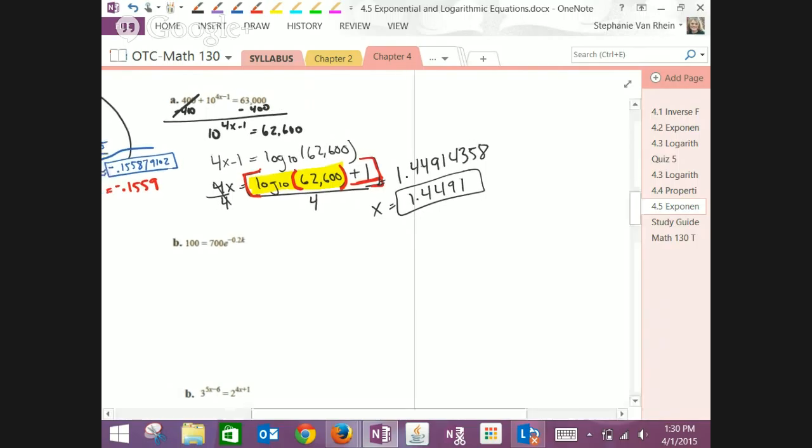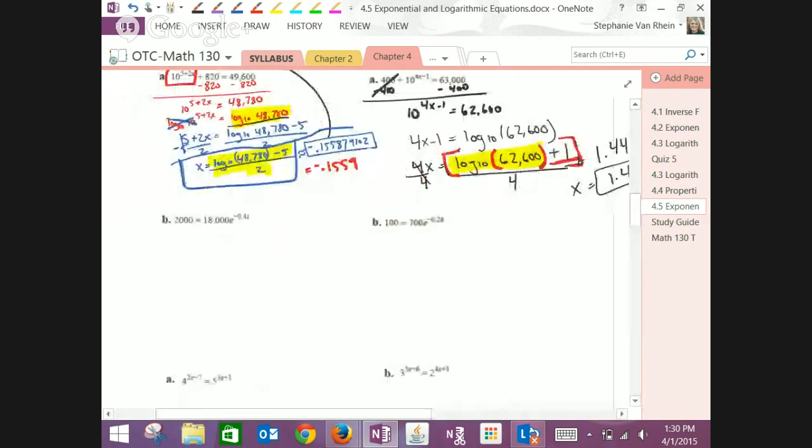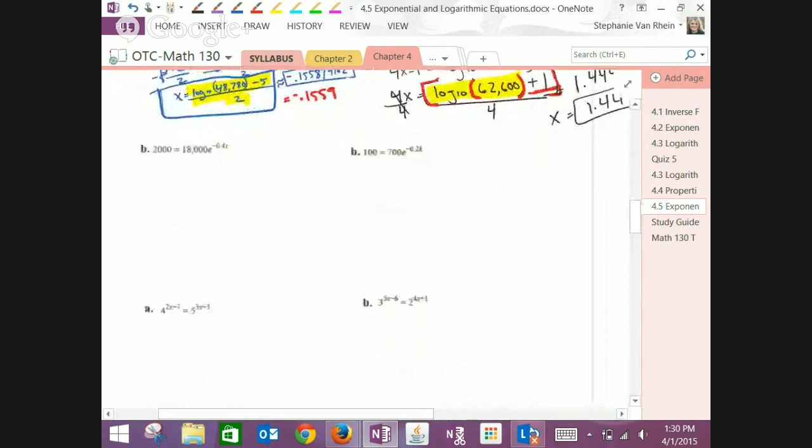Questions on that? Let's look at another example here, B. These use natural log, but the one thing you want to remember is you want to get the coefficient to be 1, and you want to get e by itself.